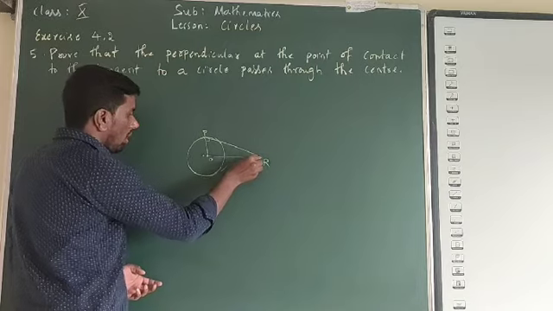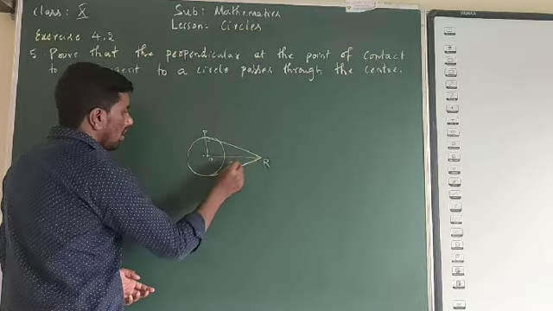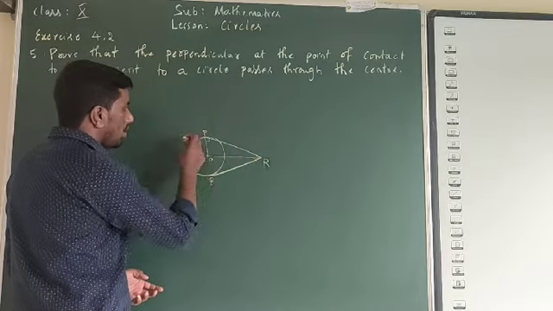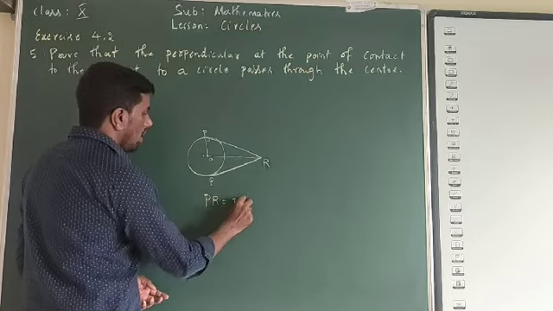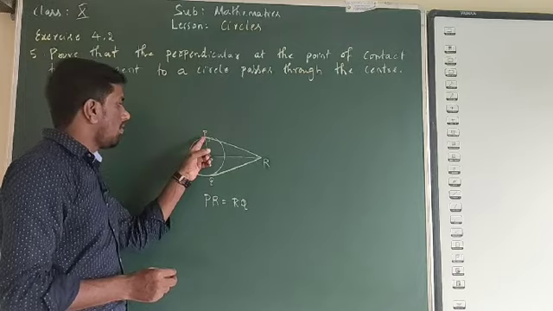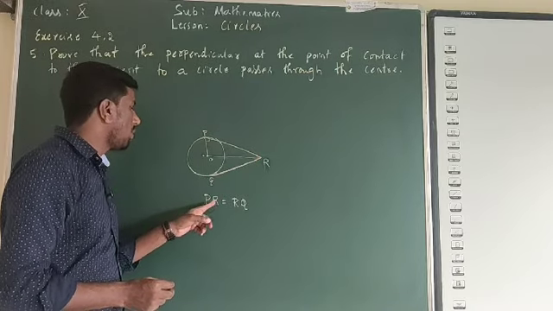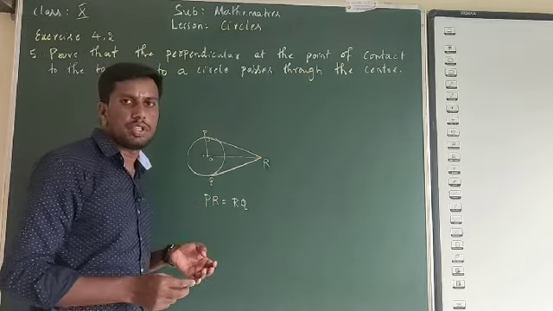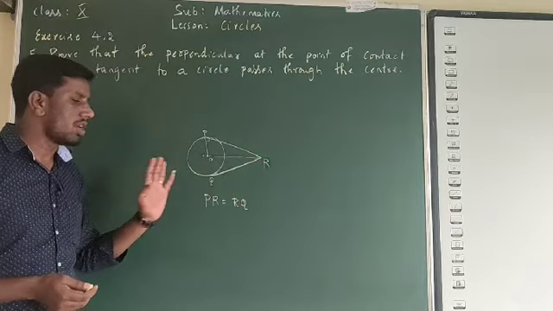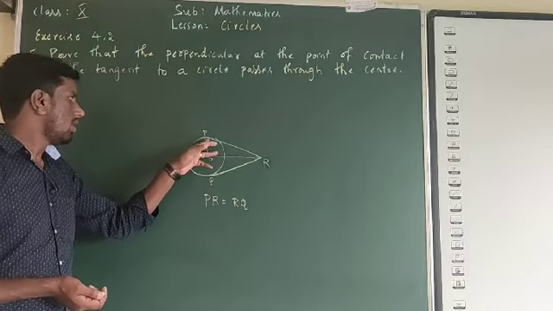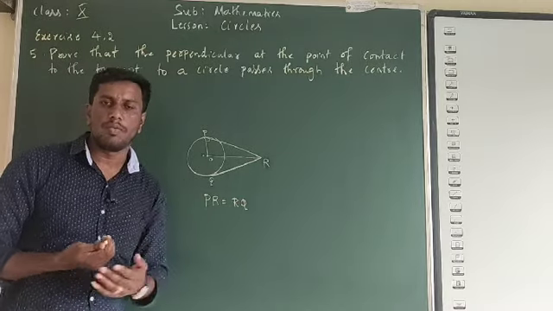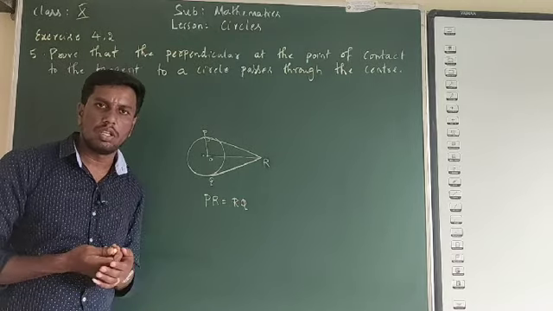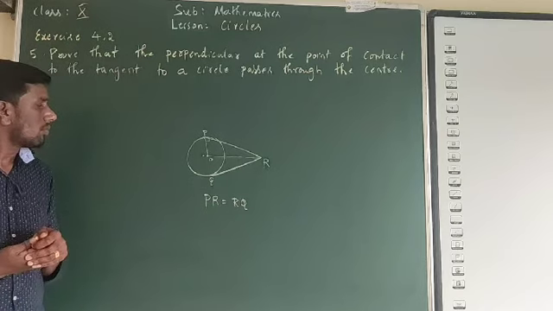If I draw one more tangent, then these two tangents are equal. The length from P to R and the length from R to Q will be equal. That means the lengths of tangents drawn from an external point are equal. This is theorem 2. Those two theorems are very important, as we have discussed in the earlier videos.